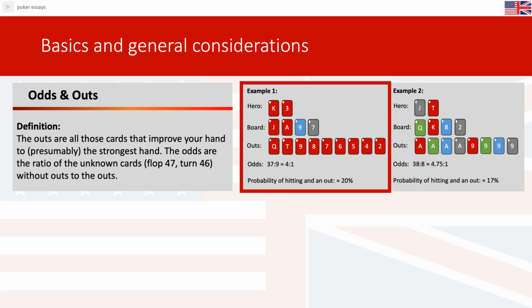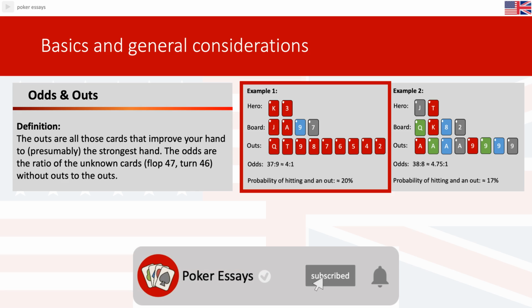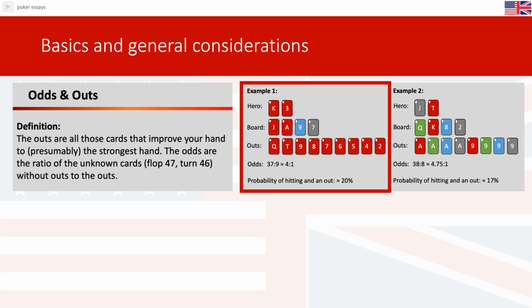You hold the King of Hearts and the Trey of Hearts. 4 cards are on the board: the Jack of Hearts, the Ace of Hearts, the 9 of Diamonds and the 7 of Spades. If you assume that in the given situation you need at least a flush for the best hand, you have a total of 9 outs, the remaining hearts. Since 6 cards have been revealed to you in this situation, your 2 cards and the 4 cards on the board, a total of 46 unknown cards remain in the deck.